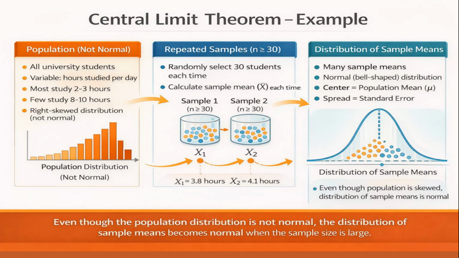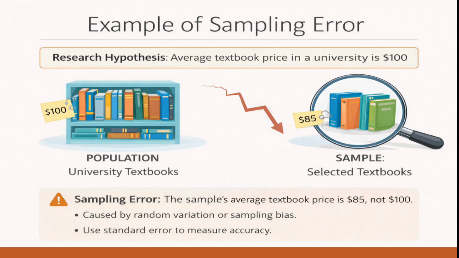This is why we can use confidence intervals, perform hypothesis testing, apply t-tests and ANOVA. Without the central limit theorem, inferential statistics would not work. This slide shows a simple example of sampling error. Suppose our research hypothesis is that the average textbook price in a university is $100. This represents the population value.